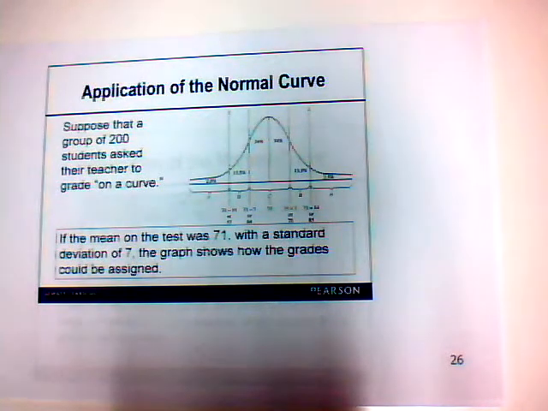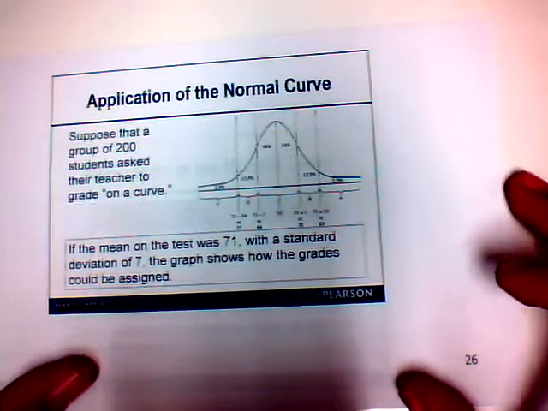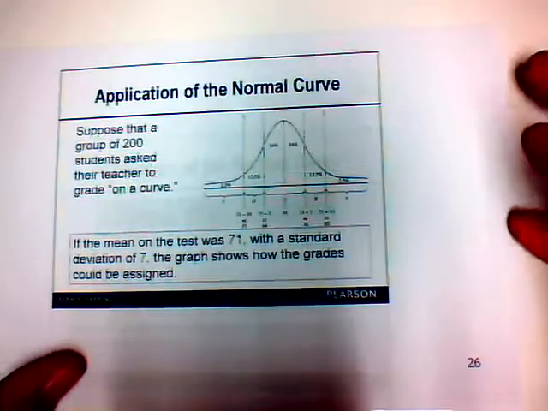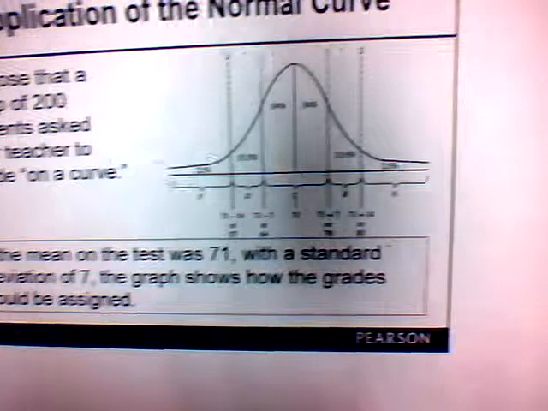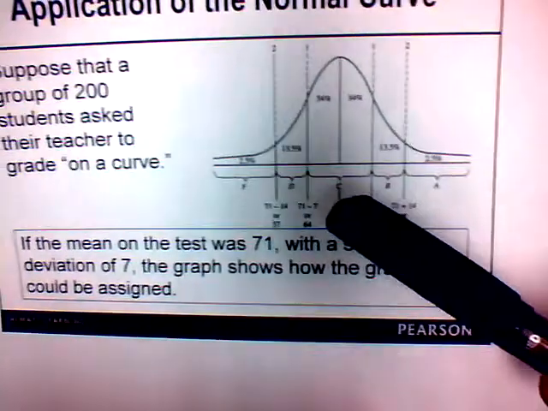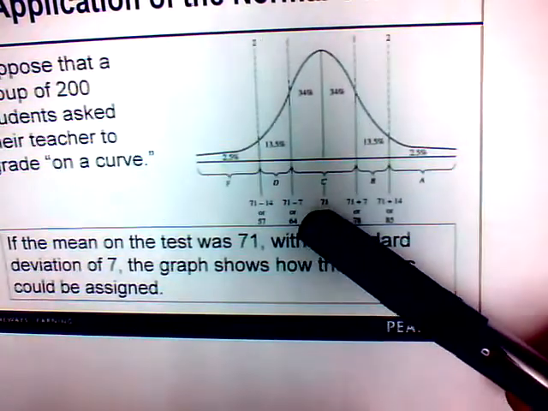So in other words, if you ask your teacher to grade on the curve, then your teacher will have to find out the average of all the scores of all the students in that class and find out what the standard deviation is. That way, your instructor will give you that grade based on that normal curve. In this case, the mean was 71. The standard deviation is going to be 7.